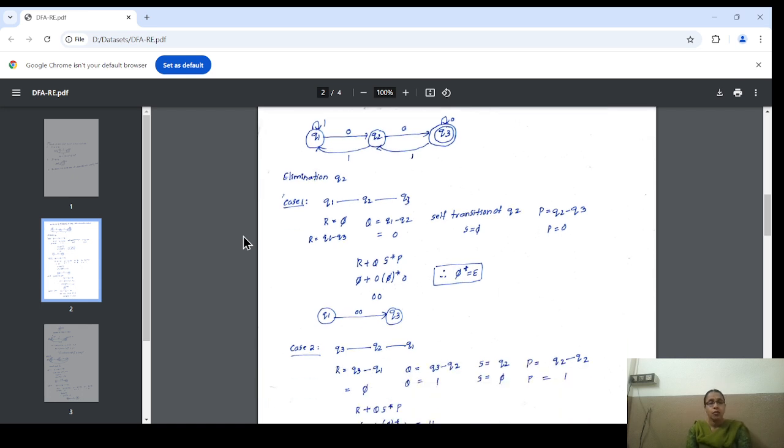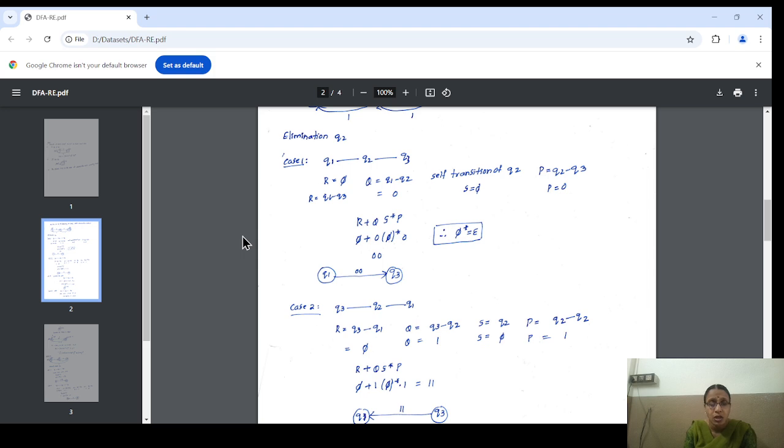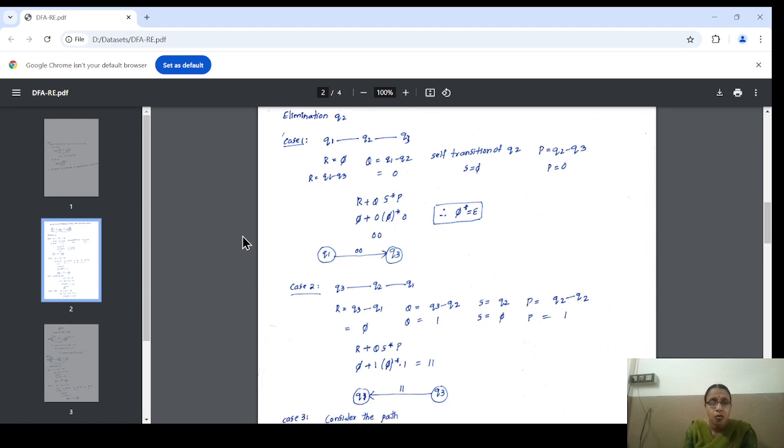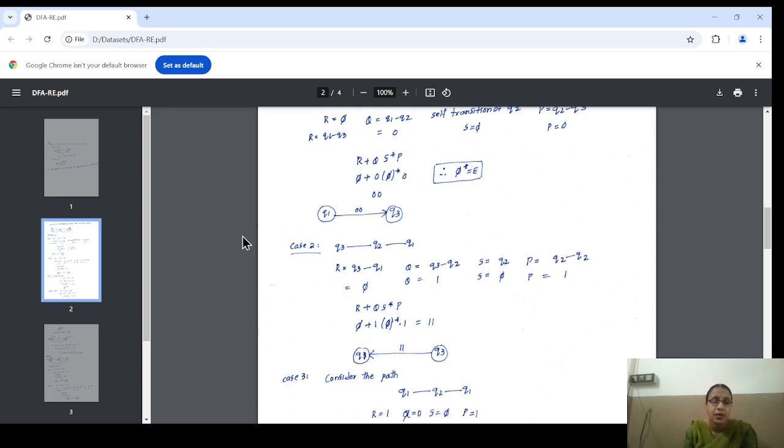Q3 to Q1, through Q2. So R equals Q3 to Q1. There is no direct path from Q3 to Q1, so the value is 0. Q equals Q3 to Q2, Q equals 1. S equals Q2 to Q2, there is no self-loop, so epsilon. P equals Q2 to Q1, the P equals 1. So R plus Q into S star into P, so phi plus 1 into epsilon star equals 1. So the value of Q3 to Q1 is 1.